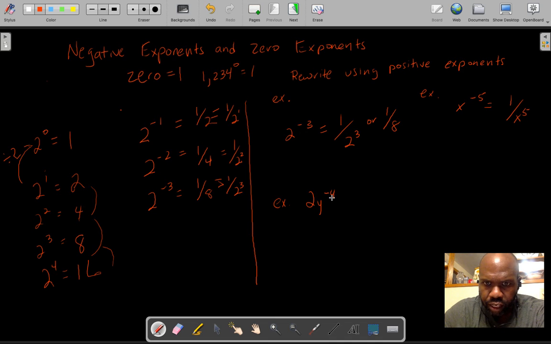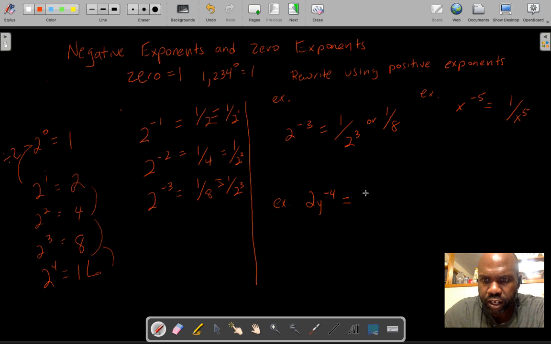So the last one is kind of tricky. Think about it. This is the coefficient of 2, and we have the base of y, and then we have -4. How do we work this one? If we separate this apart, this basically means 2 times y to the -4, 2 times a number to the power of -4. We don't know what that number is, but we can split it apart. We want to make this positive, so we have to put that over 1.